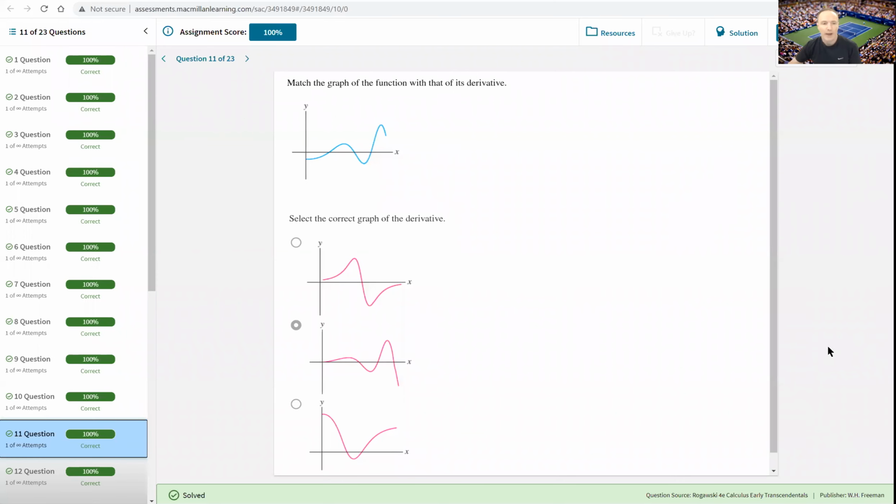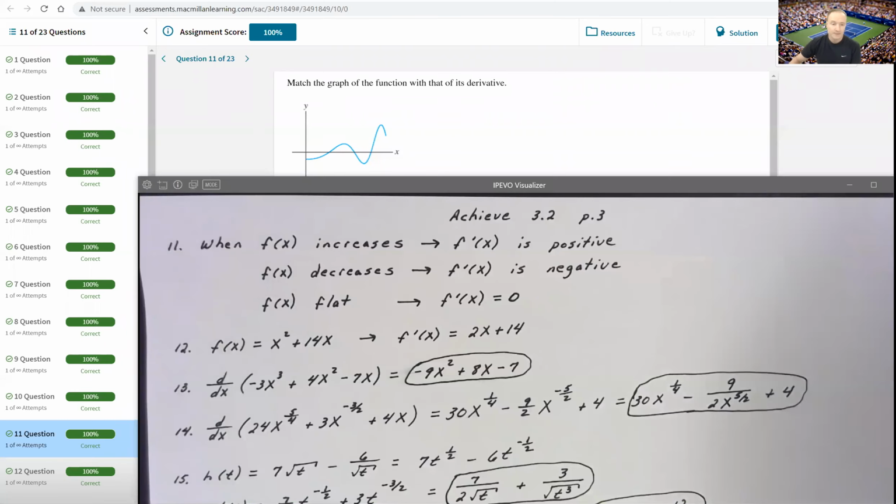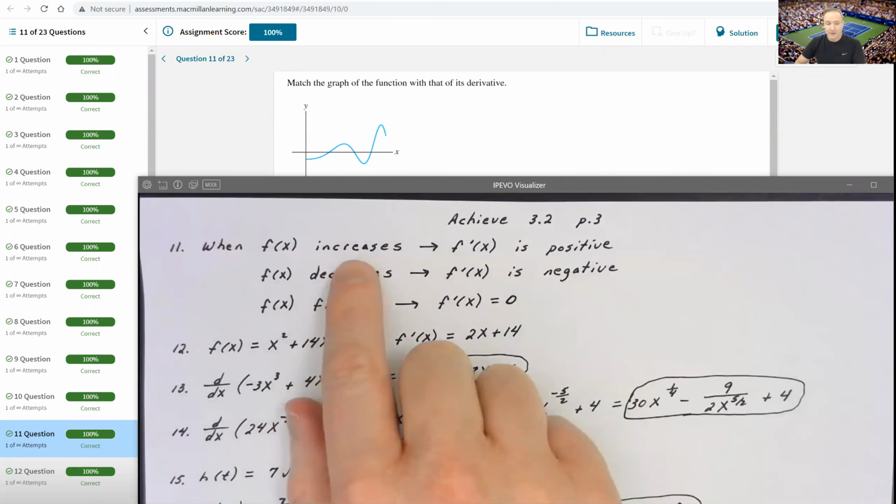Let's take a look at how to work problems 11 through 23 on the 3.2 Achieve assignment. I really like this first one because it's having you think conceptually of how a derivative impacts the graph of an original function. Now, what I want you to keep in mind here are these three facts right here.